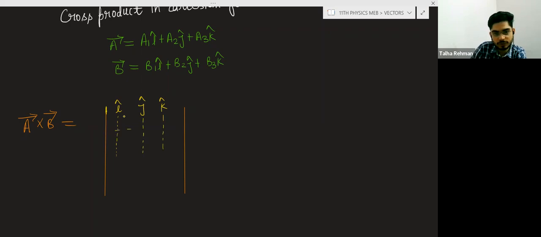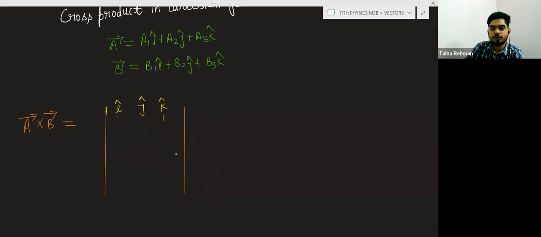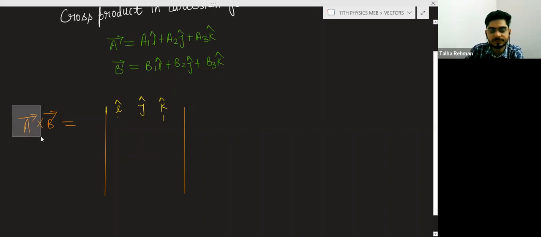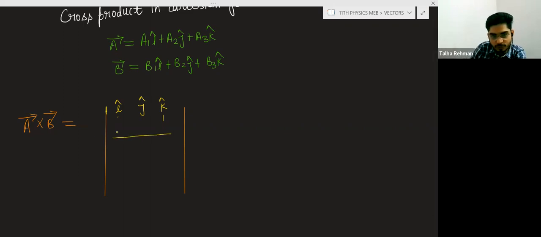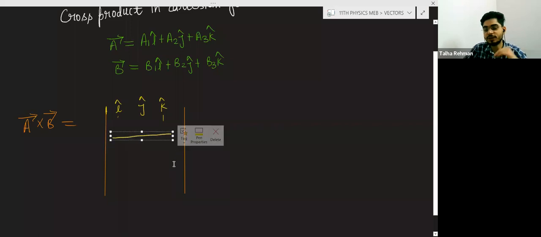Actually, we will make 3 rows and 3 columns, like this. This is one row. In the first row we have i cap, j cap, k cap. In the second row you will write the coefficients of i cap, j cap and k cap for the A vector. This will be your third row.